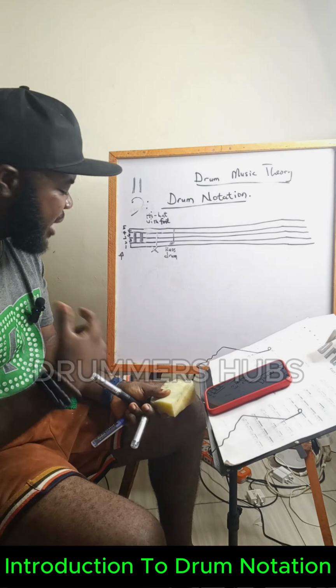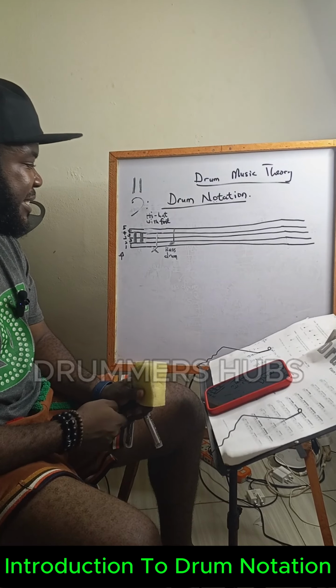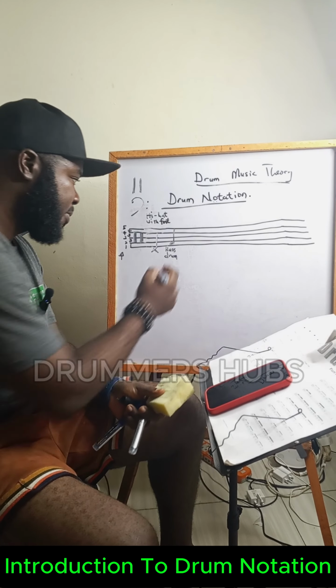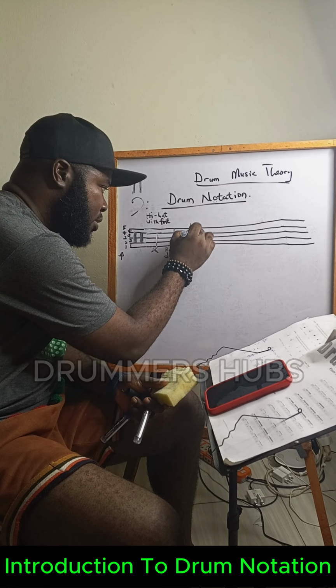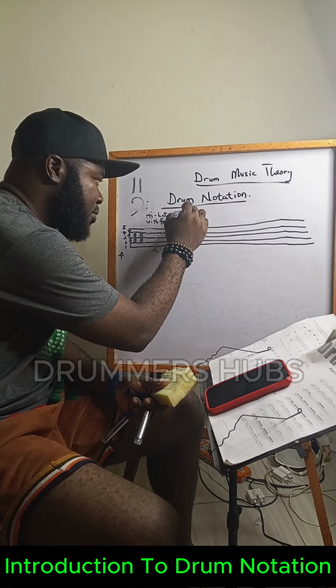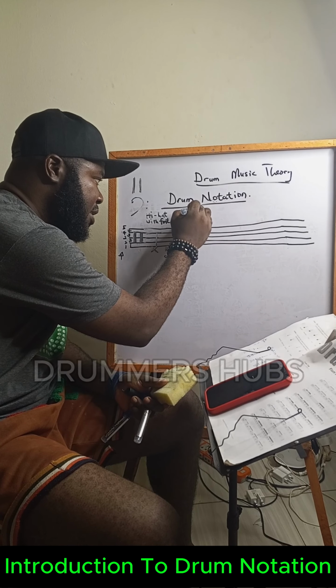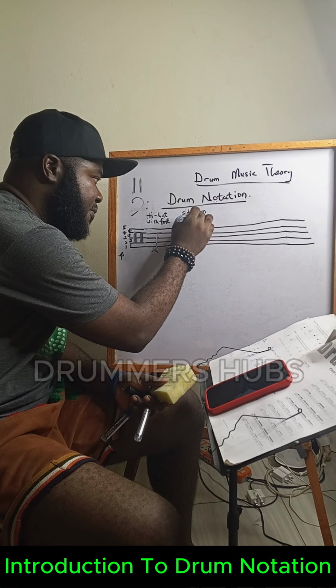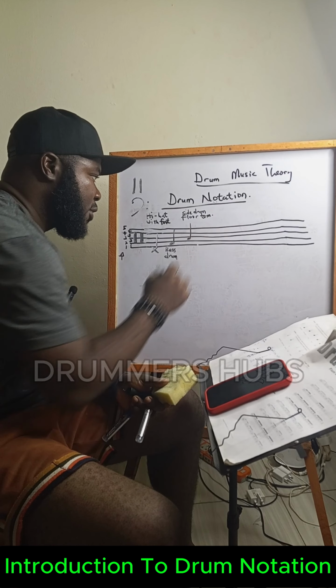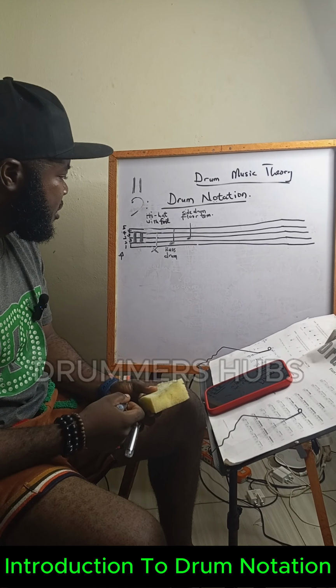Then the next one after the bass drum is referred to as the side drum or the floor tom. It comes on space 2. You can call it the side drum, or you can refer to it as the floor tom.